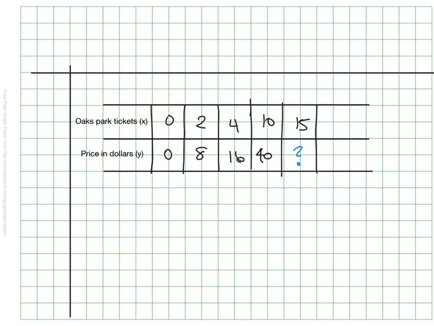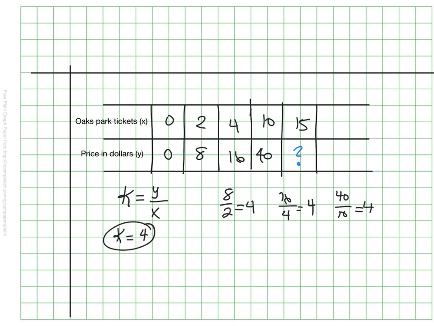We can use the idea of equivalent ratios and the constant of proportionality to find missing information, right? So in this table, we have the price of some Oaks Park tickets and how many tickets you're getting, right? So we can look and see what the unit rate, or K, is for each of these. And that will help us figure out how much it would cost if we wanted to get 15 tickets to Oaks Park. So if I check in each of these, I'm noticing that I get the same value. The unit rate, or K in this case, is 4.